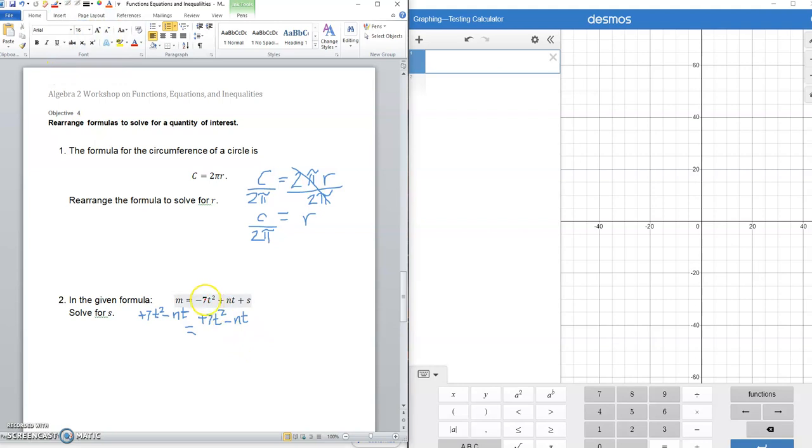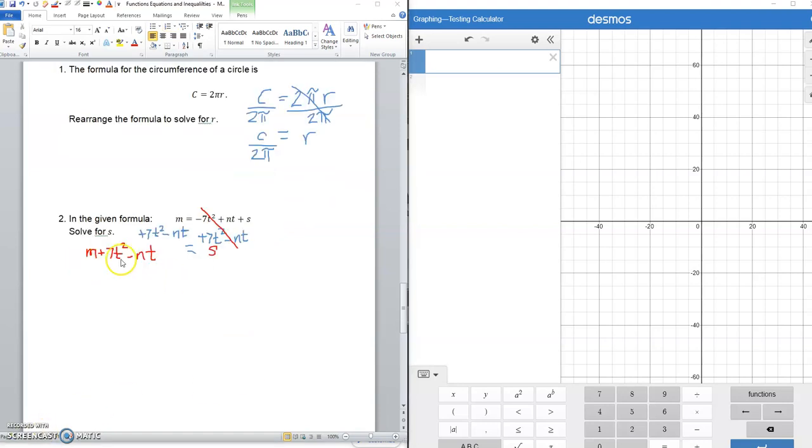Okay, so because these are inverses, they will cross out and turn to 0. And you're going to go ahead and just copy this down, and now you have actually just solved for S, because now S is isolated and that is your goal. When you're solving for something, you want to isolate that variable. Okay, so now S is equal to m plus 7t squared minus nt.